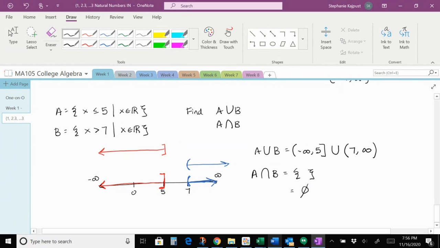So it's important to know the difference between the union symbol and the intersection symbol, because it makes a very big difference on your answers here.